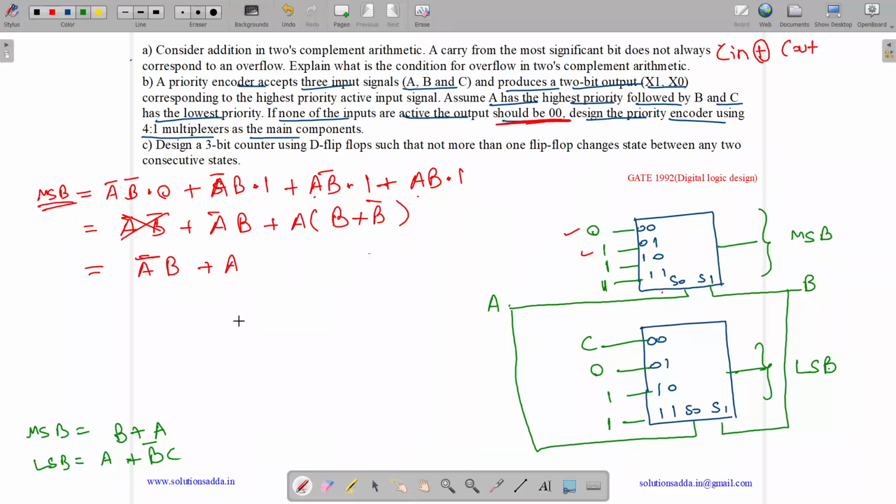So how does the theorem go? The theorem goes like, if we have x plus x complement y, then it is equal to x plus y. I can prove it for you. Suppose we have x over here, we can write it as x into 1.